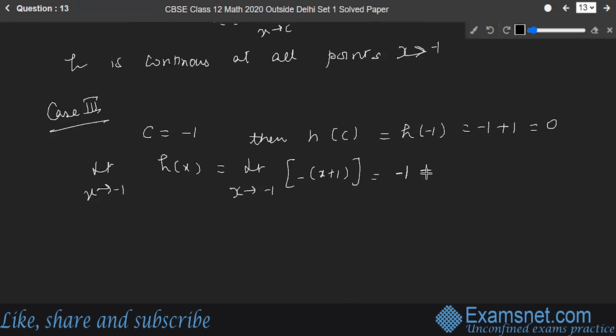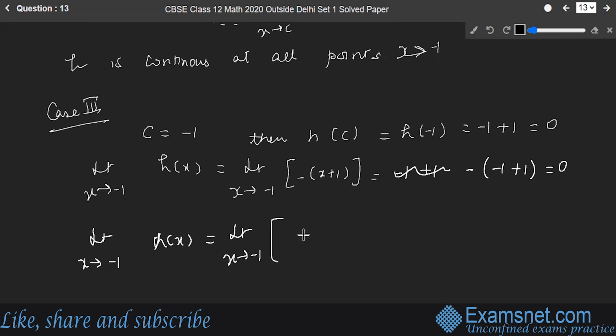So this is -1 plus 1 minus of -1 plus 1. I'll rewrite this: minus of -1 plus 1, which is again equal to 0. Limit x approaching -1, h(x) is equal to limit x approaching -1 of x plus 1. Here the mod we have already taken. This is equal to -1 plus 1, which is 0.